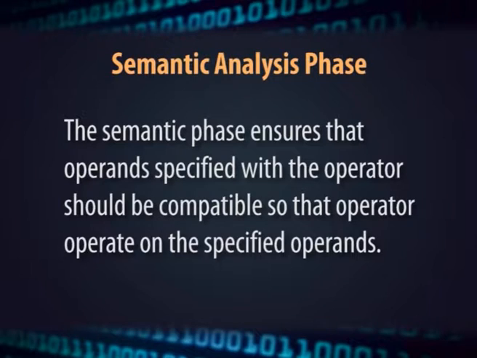However, if one of the operands A or B is an array or function, an error message is displayed in the semantic phase. The semantic phase ensures that the operand specified with the operator should be compatible, so that the operator can operate on the specified operands.